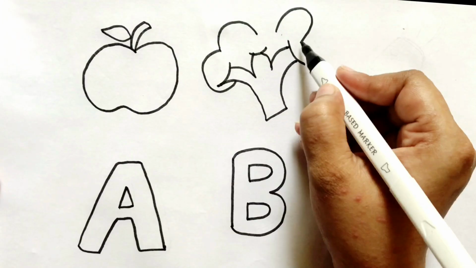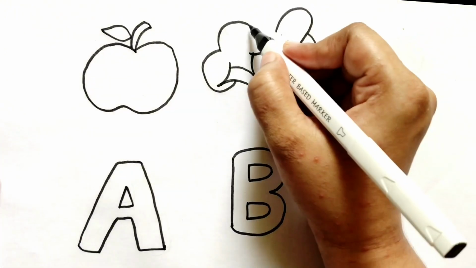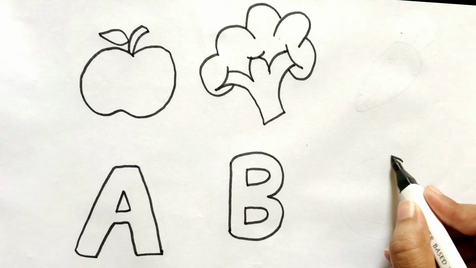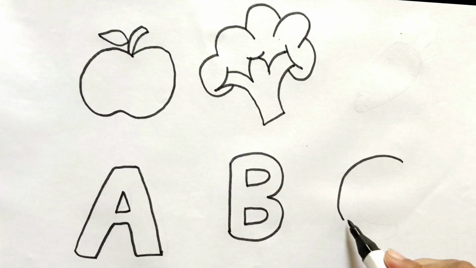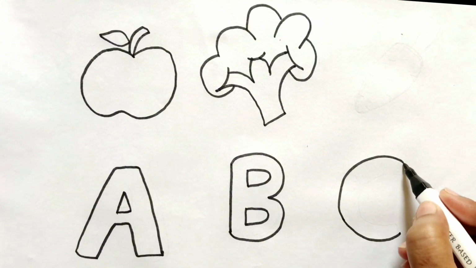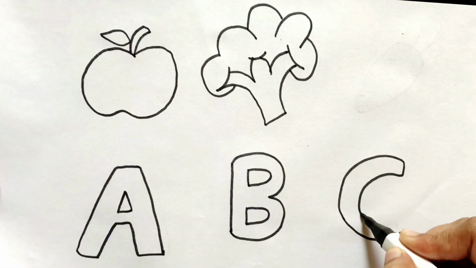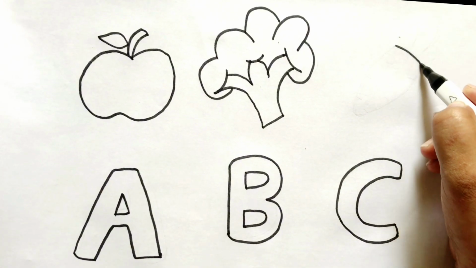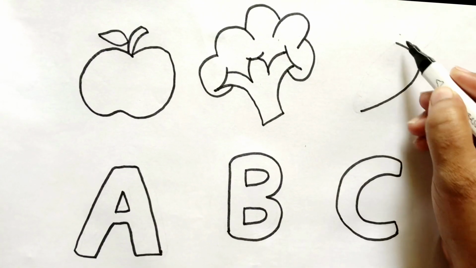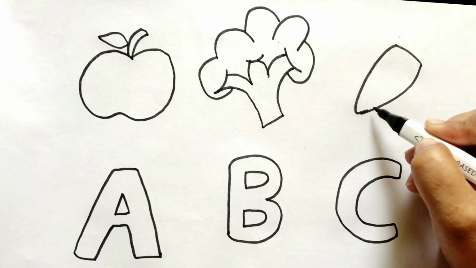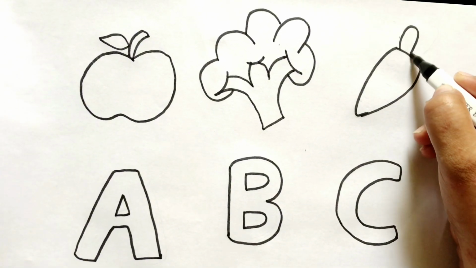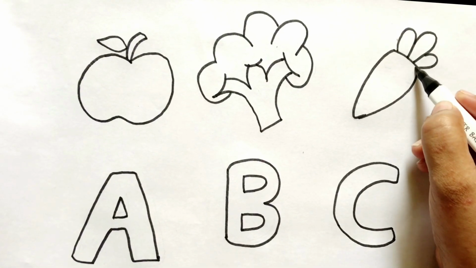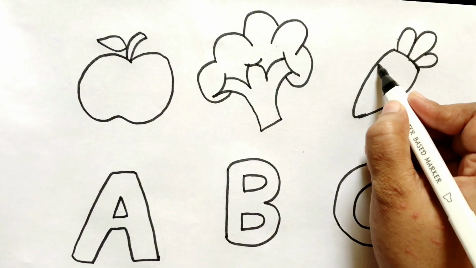B for broccoli. Third and last alphabet is C. I draw the C. C for carrot. I draw the carrot. C for carrot. Carrot is a good vegetable. C for carrot.